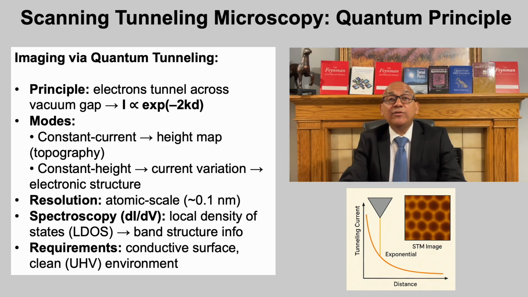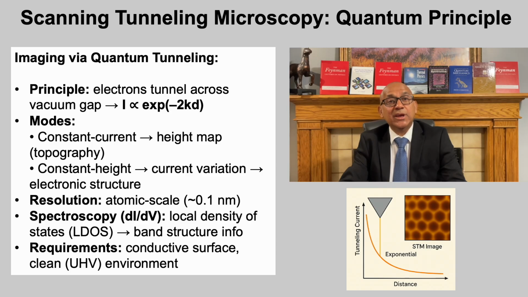The tunneling current follows an exponential dependence on the tip sample distance. Current is proportional to exponential of minus 2kd, where k depends on the work function of the material. This means that even a 0.1 angstrom change in tip position can double the tunneling current, giving STM its remarkable sensitivity.